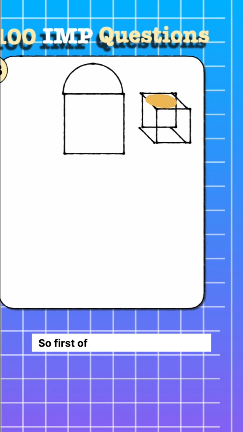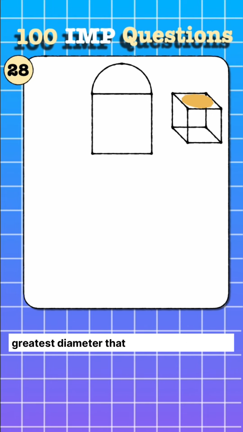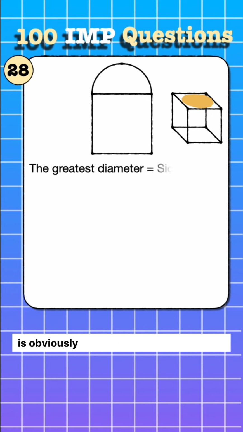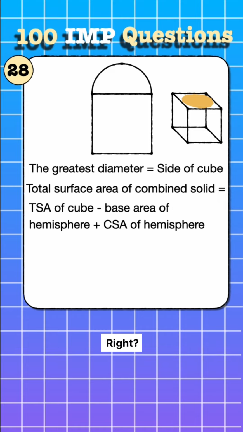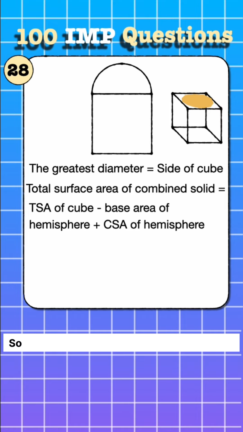Right. So first of all, you can see that the greatest diameter that the sphere can have is obviously equal to the side of the cube. Correct? It should be equal to the side of the cube. Now the total surface area of the combined solid will be the total surface area of the cube minus the base area of the hemisphere, right? Because that area is actually covered. So we have to remove that base circular area and we can add the curved surface area of the hemisphere, right? So let's do it.